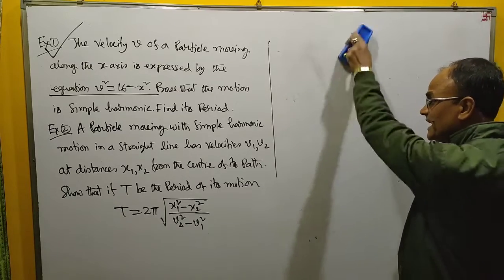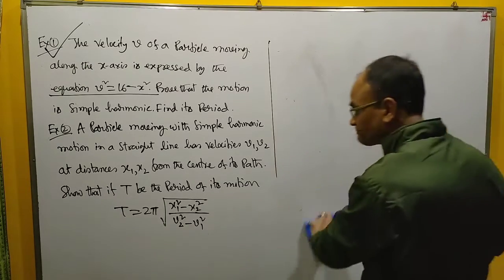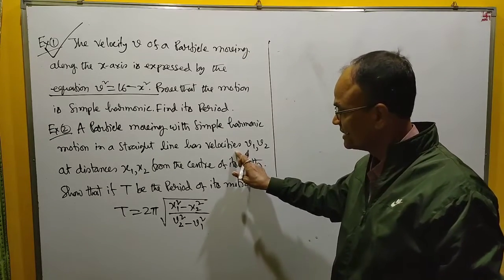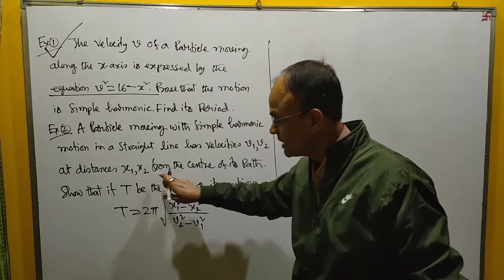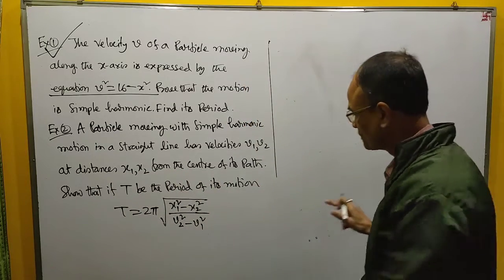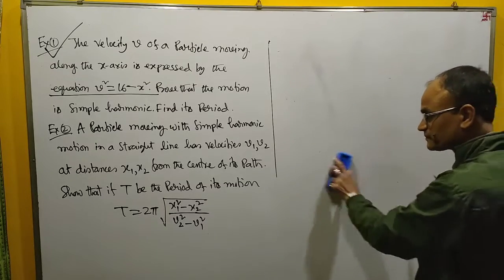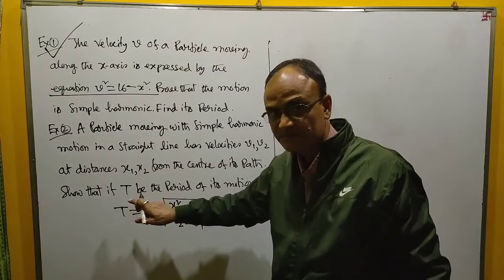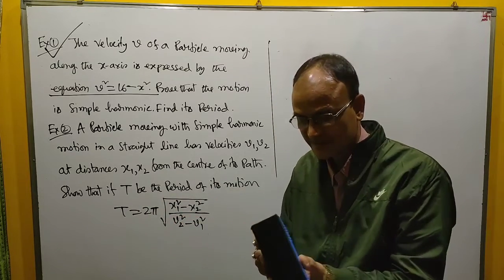A particle moving with simple harmonic motion in a straight line has velocities v1, v2 at distances x1, x2 from the center of its path. So that if T be the period of its motion, then T equal to this.